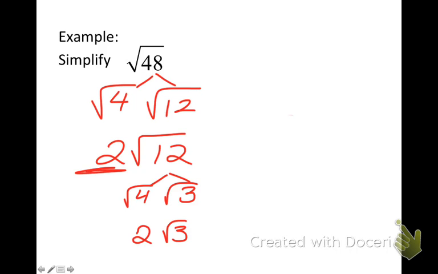And since I had a 2 originally out here in front, I would multiply these two 2's together to get to that 4 square root 3. Okay? So you have to make sure you check it. Make sure it can't go any further. All right, let's do the next one.